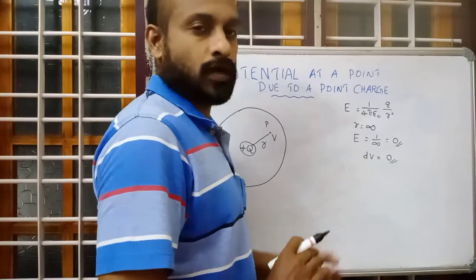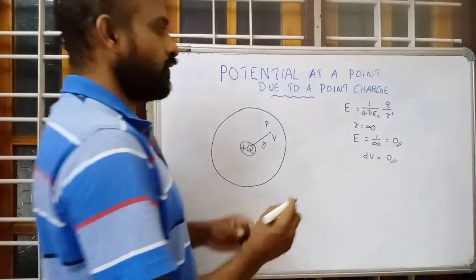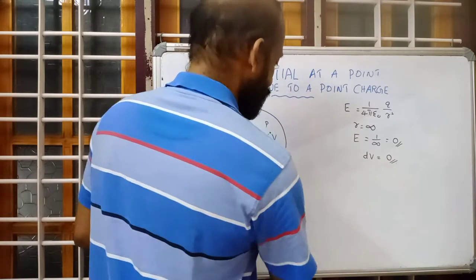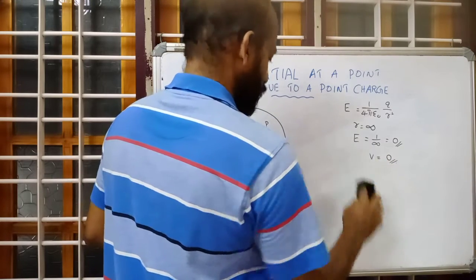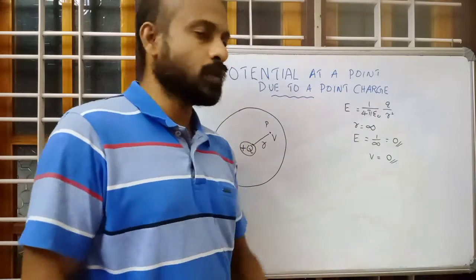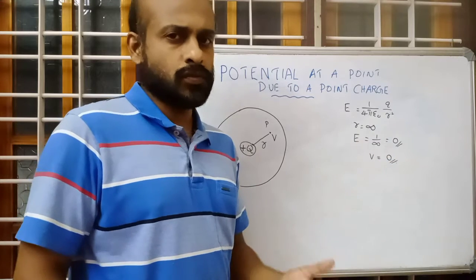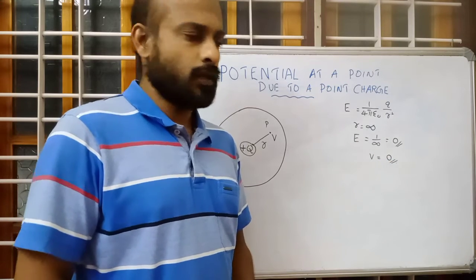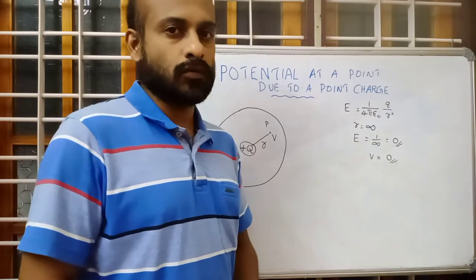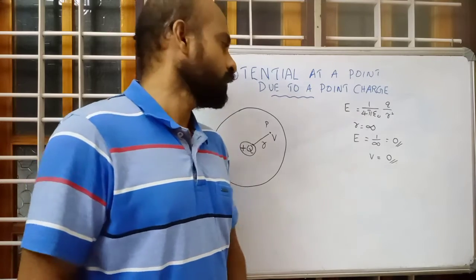That means no need to do any work. So we can say at infinite distance, potential will be 0. We can say potential at infinity will be 0. Intensity is 0, then potential also will be 0 at infinite distance, because no need to do any work. There should be some work done if the potential is not equal to 0. So at infinite distance, potential will be 0.